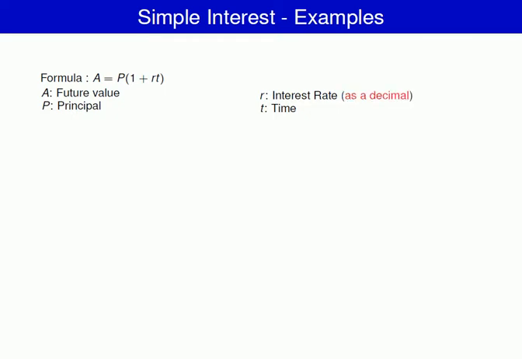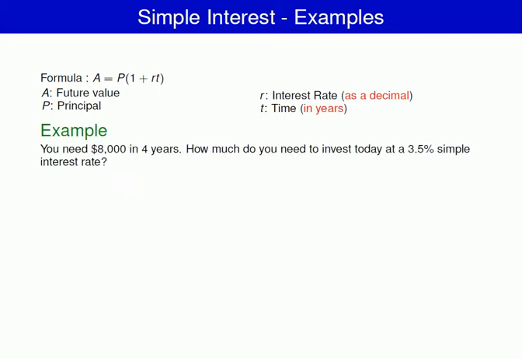Remember, always R is in decimal for calculations. 7%, for example, would be 0.07, 10% 0.1, likewise. Time is always in years. If you have your time in months or weeks or any other time unit, you have to convert it into years because that's how the formula works.